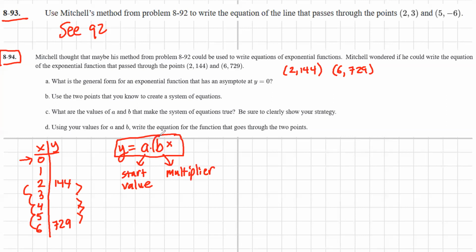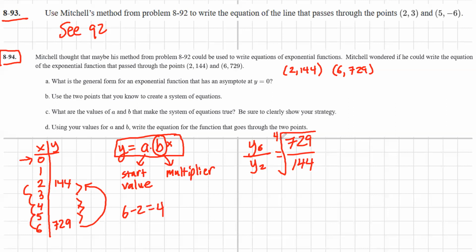Okay, first we want to find the b value since we have this table. So basically we have y6, right? To find the multiple, I have y6 and I have y2, and we want to divide those two things, y6 divided by y2. We want to take the one that's after and divide it by the one before. So 729 divided by 144. But that's not going to be our multiplier. We have to take the root of how many there are. From 6 minus 2 is equal to 4. So we have to take the 4th root of this, okay, and find this number.